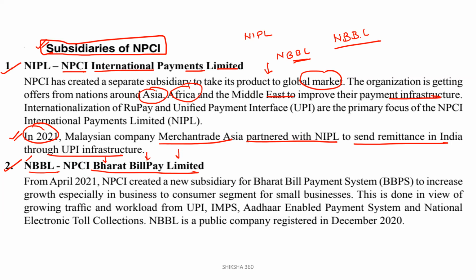to consumer segment for the small businesses. This is done in view of growing traffic and workload from the UPI, IMPS, Aadhaar Enabled Payment System, and NETC, that is National Electronic Toll Collection.